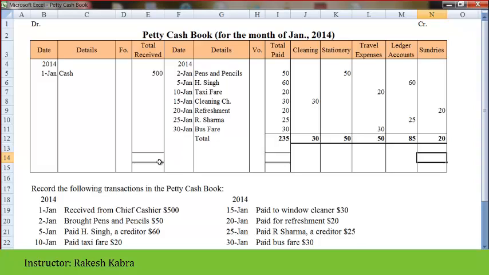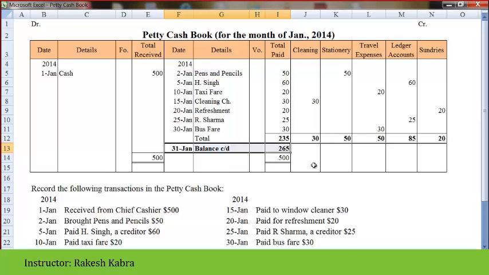Now I will compute the balance. For that first I will make the total of debit side. So the total of debit side is 500, isn't it? And the same total I will write here. Now from this total I will subtract this 235. So this much amount left, 264. This is the balance. And I will write here balance carried back. On the last date I am computing this balance. So I will put the last date of the month, January 31st.